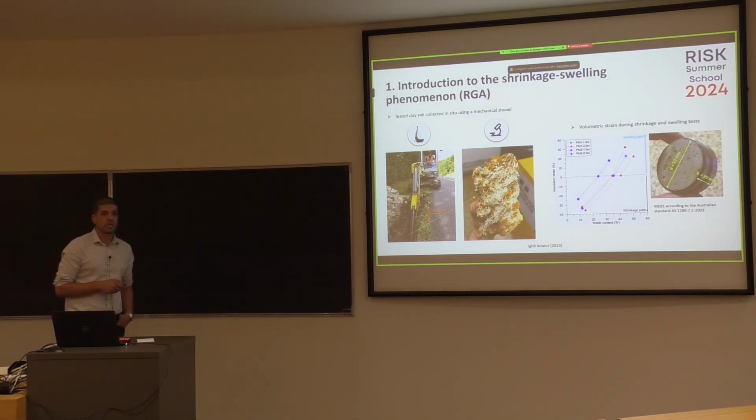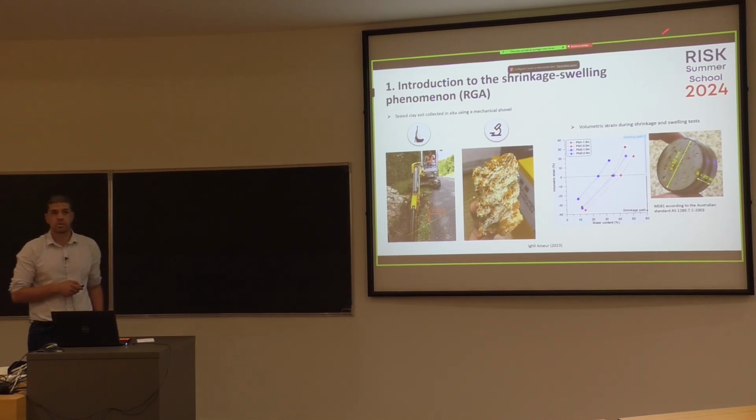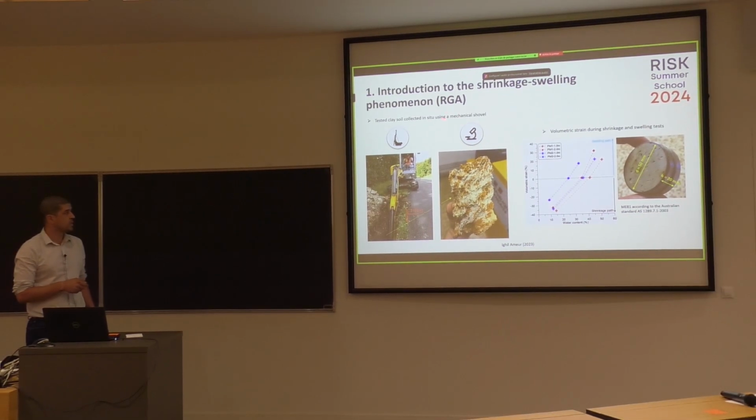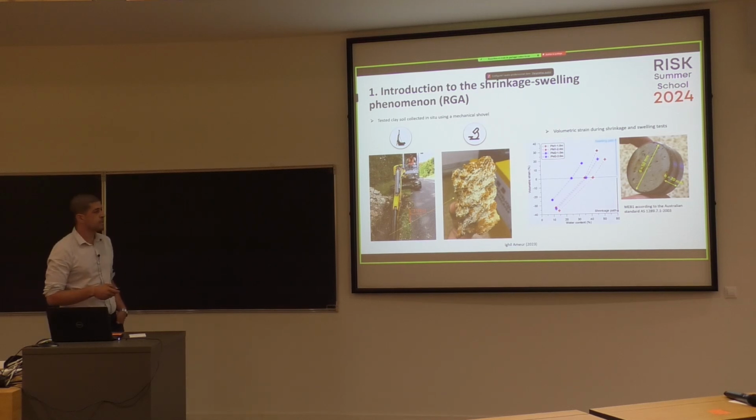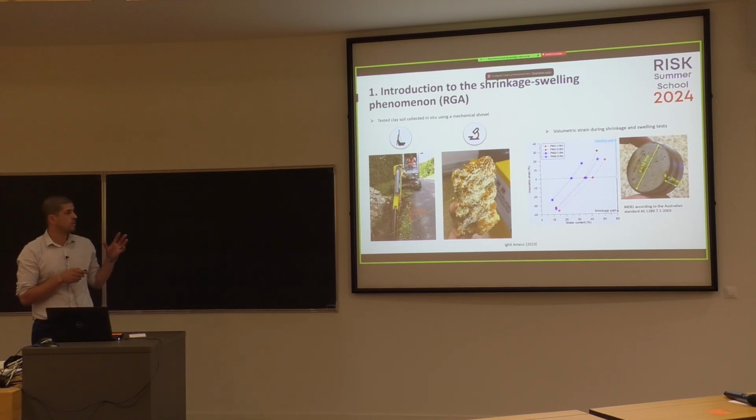Here you have how we characterize this phenomenon in the laboratory. For example, we collect natural clay soils in the site, using a mechanical shovel. And after that, we can make some tests in the laboratory. For example, here, a simplified shrinkage swelling test to measure the maximum deformation in swelling and in shrinkage path. And here, for example, you can see that the ability to deform in shrinkage is twice more important than swelling. This is why we have a problem. We have a problem under this phenomenon during drought and during desiccation of the soil.